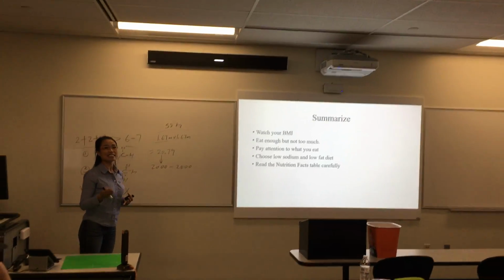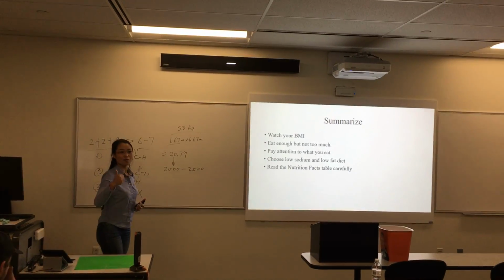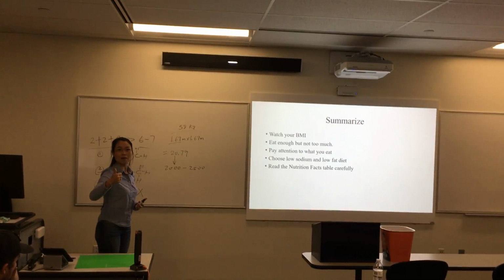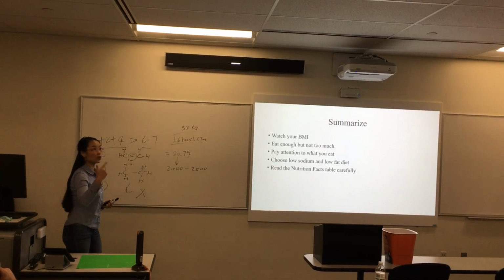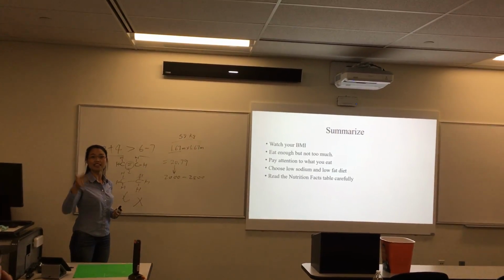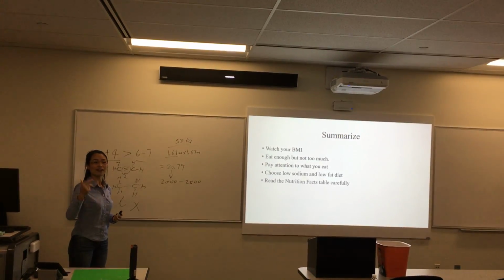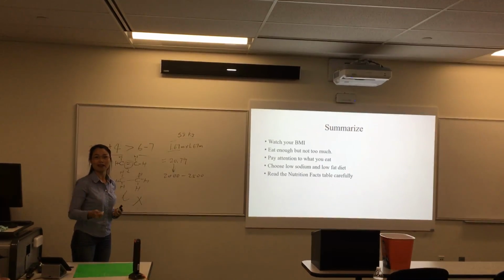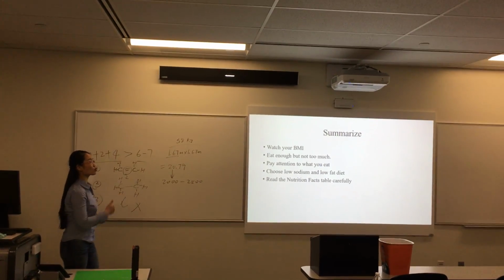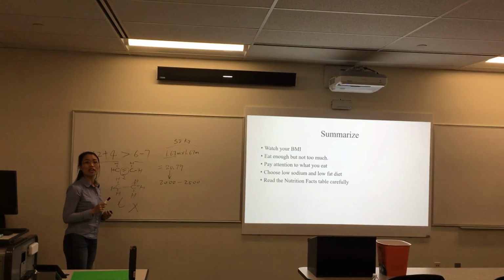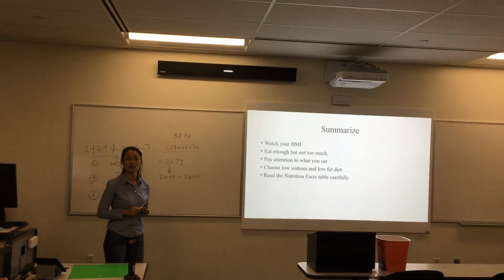To summarize: find out your BMI, and use your BMI to decide how many calories you intake. Pay attention to what you're eating, and choose low fat, low sodium, and high protein. And also the most important thing is to read the nutrition facts table when you choose your food.